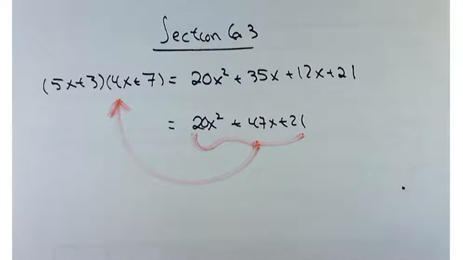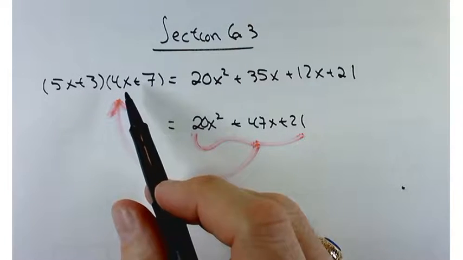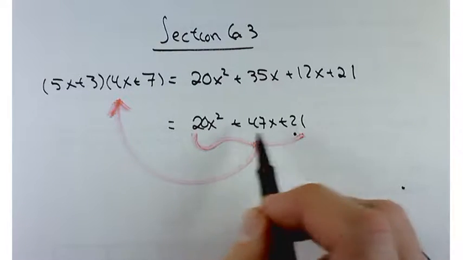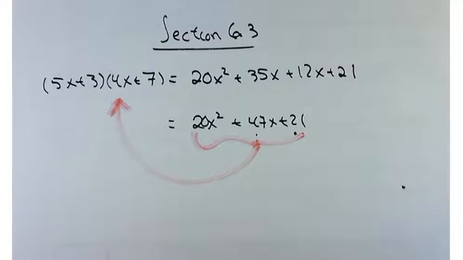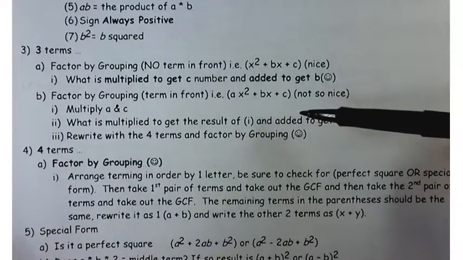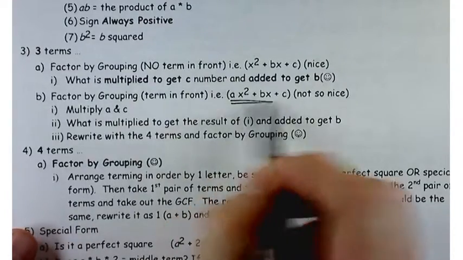We know it factors. We know what it is. So how are we going to reverse engineer things to get back here, if we can't multiply two numbers to get 21 and add them to get 47? Well, good question. We're going to do something called the AC method. The AC method is outlined for us on our handout. It's for factoring things in the not so nice case.